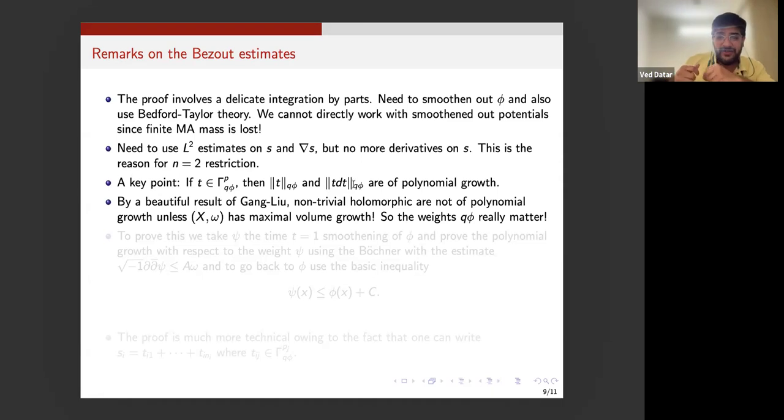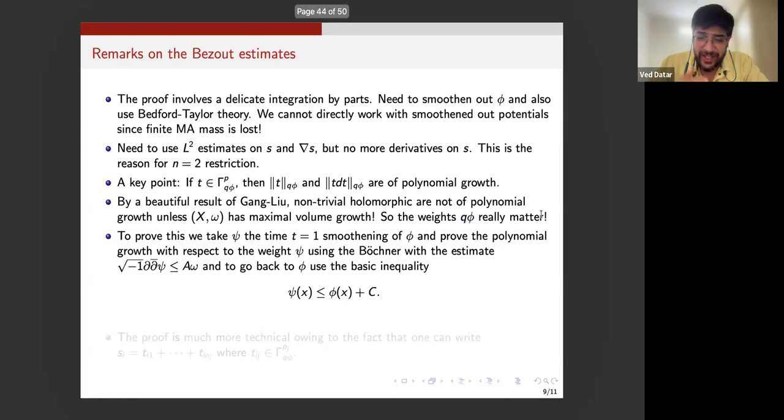So in our work, we have to deal with possibly non-maximal volume growth manifolds, and so then there are no non-trivial holomorphic functions of polynomial growth, unless you measure the size of those holomorphic functions using a weight. So these weights really do matter.